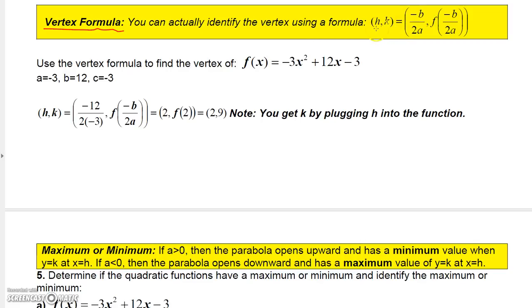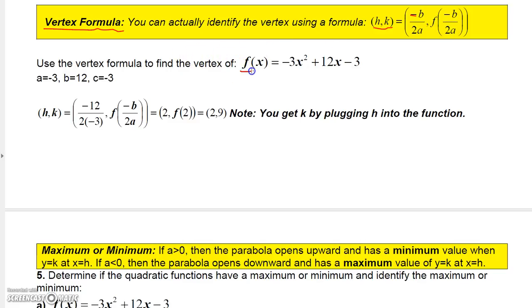Now, basically what you have to do to find that vertex (h, k) is you simply calculate minus b over 2a, and then once you figure out what that number is, you evaluate the function at it, and that gives you the k value. So the h value is minus b over 2a, and the k is what you get when you plug it back into the function.